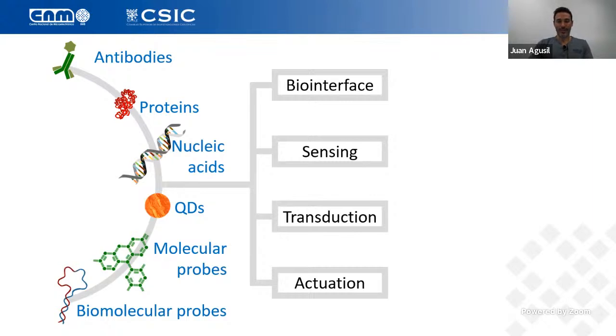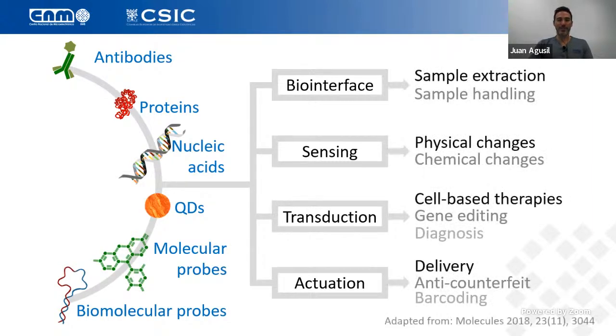Why do we need these kinds of surfaces? Well, because each of these surfaces has a certain application in the future, as sample extraction or handling to create biointerface with cells, or as sensing to detect physical chemical changes, or transduction to transmit certain information, or in actuation as delivery or anti-counterfeiting or barcoding. The idea is to adapt these inks on top of our smart surfaces.